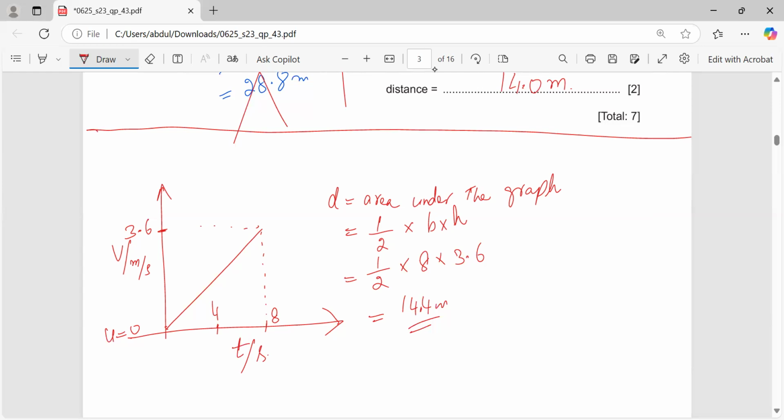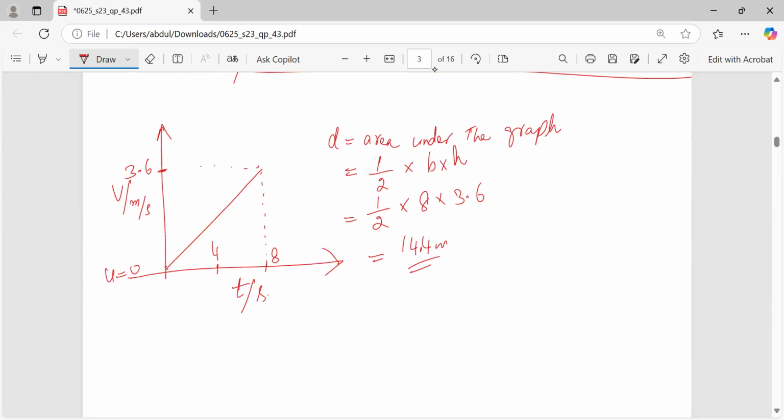So this is the convincing proof that when we are calculating distance from the graph, we are not using only the final velocity, we are using the average velocity. You may think, sir, where is the average velocity now? Even there, the average velocity is there in a hidden way. See, 0 plus 3.6 divided by 2. So this is 3.6 divided by 2, 3.6 here and 2 here to divide. And 8 is simply the time which is on the x-axis. So this is one way. Okay, another way, that's what I told you already.